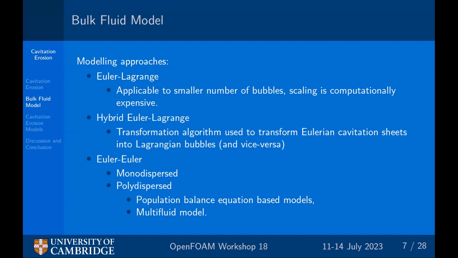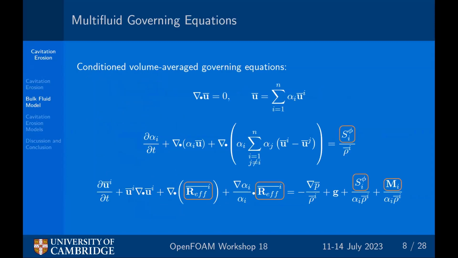Lastly, there's Euler, which is computationally acceptable for cavitation erosion. In this category, we have monodisperse models or polydisperse models. The idea behind this PhD is to look at polydisperse models, as again, we're interested in the bubble diameter from the surface. We can describe this polydispersity by either solving a population balance equation or using a multifluid model in which we consider bubble classes to be fluids which interact with the continuous medium, which is water or lubricants in the case of this project.